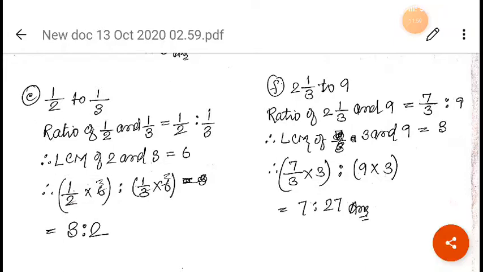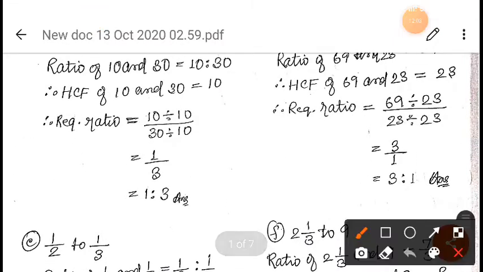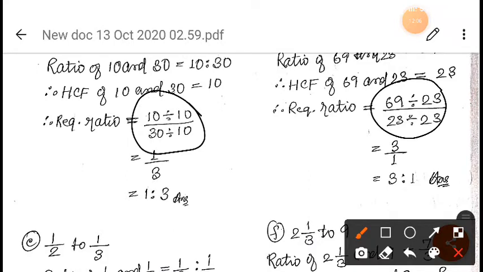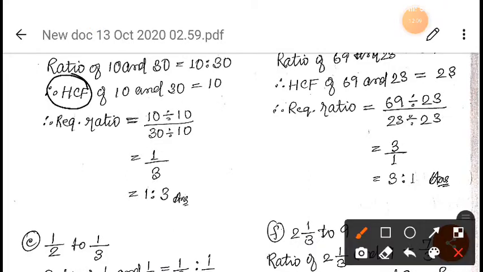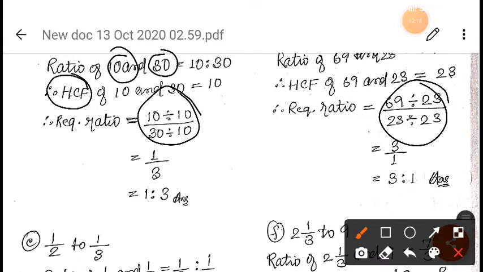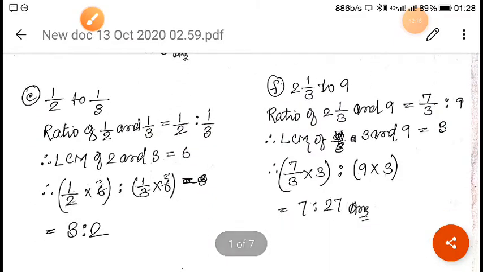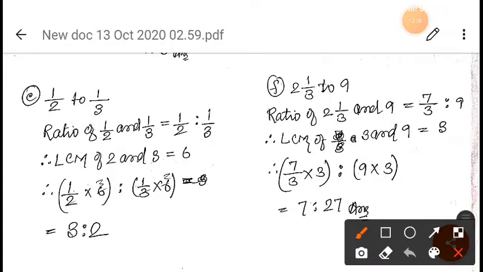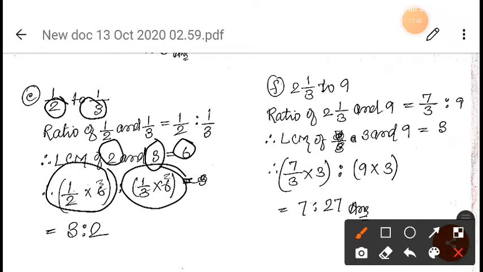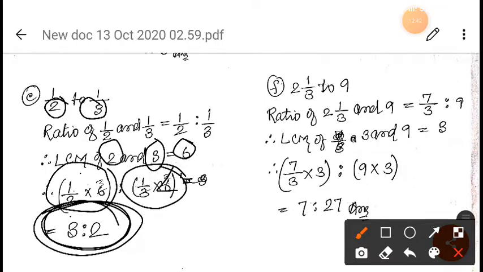You see, when we were finding the HCF, at that time we were dividing, as you can see, when a simple number is given like 10, 30. But here, because it is given in P by Q form, when we are finding the LCM, at that time we are multiplying. So 1 by 2 multiplied by 6, we get 3. And 1 by 3 into 6, we get 2. So the required ratio will be 3:2, right?